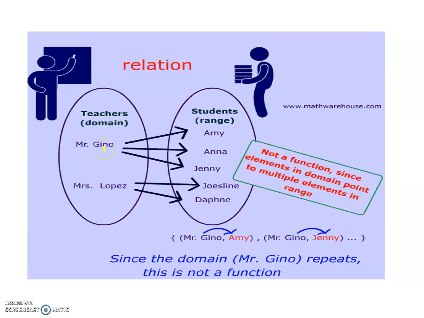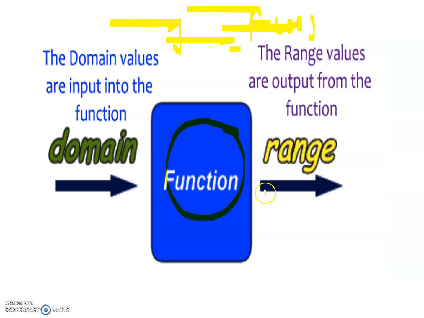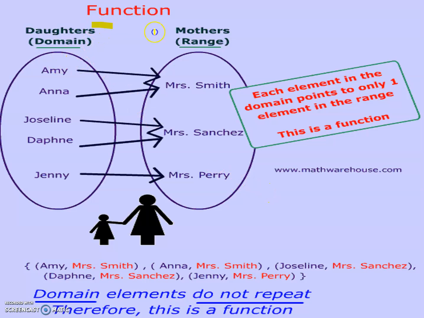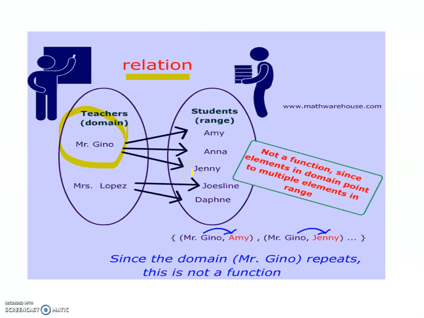Means what? It is the domain. Domain has many relations with each and every student. That is called a relation: Mr. Genio, Amy; Mr. Genio, Jenny. That means our domain is fixed but outputs are different. That's why it is called a relation, and previously it is called a function. That is the difference between the relation and function.